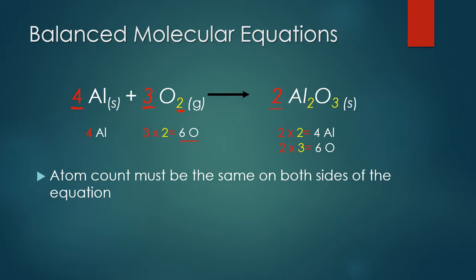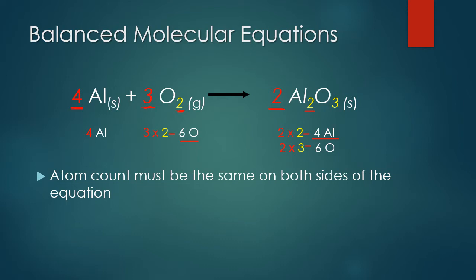Now going to the product side, I want to make sure that I have 4 aluminums on the product side and 6 oxygens on the product side so that my atom count stays the same. So to do that, I add a coefficient of 2, this number in red. Now, to figure out the aluminums, I take that coefficient, multiply it by the subscript of aluminum, this yellow 2. 2 times 2 equals 4, so now I have 4 aluminums on both sides of the equation.